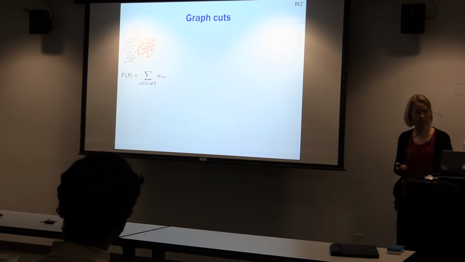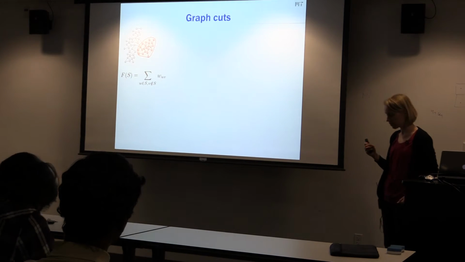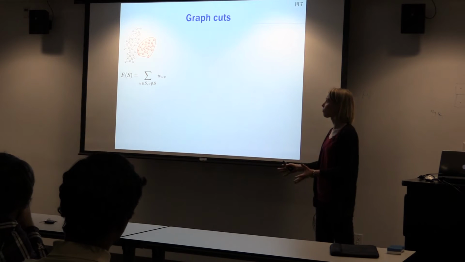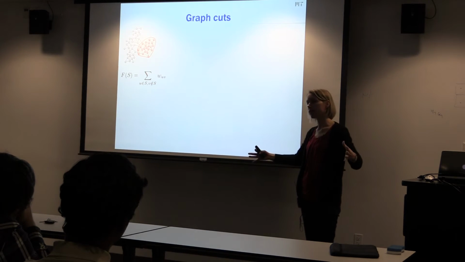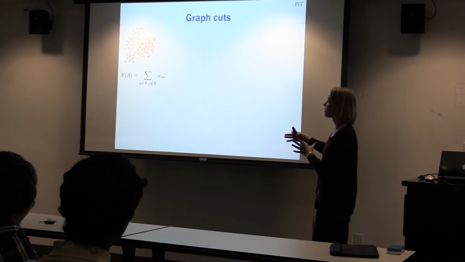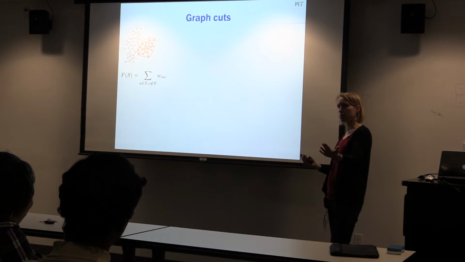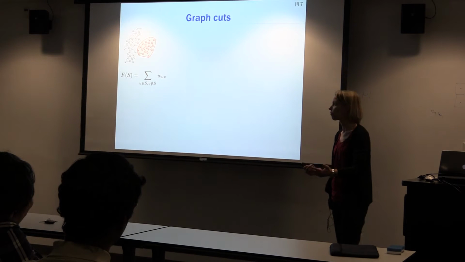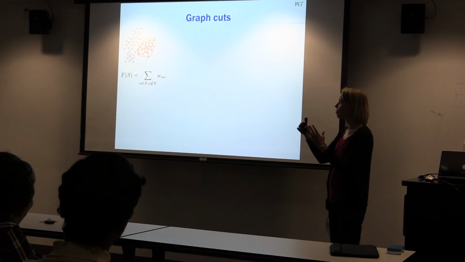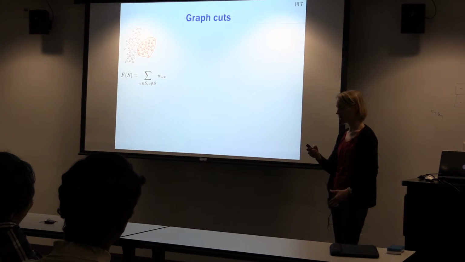The function here is the graph cut function, which you've probably all seen. Here I'm picking a set of nodes. My ground set of items is the set of all nodes in a graph. I'm picking a set of nodes, and my cost function in this case is the set of edges that cross the boundary from picked to not picked nodes. So all the edges that I would have to cut to separate that set of nodes from my graph.